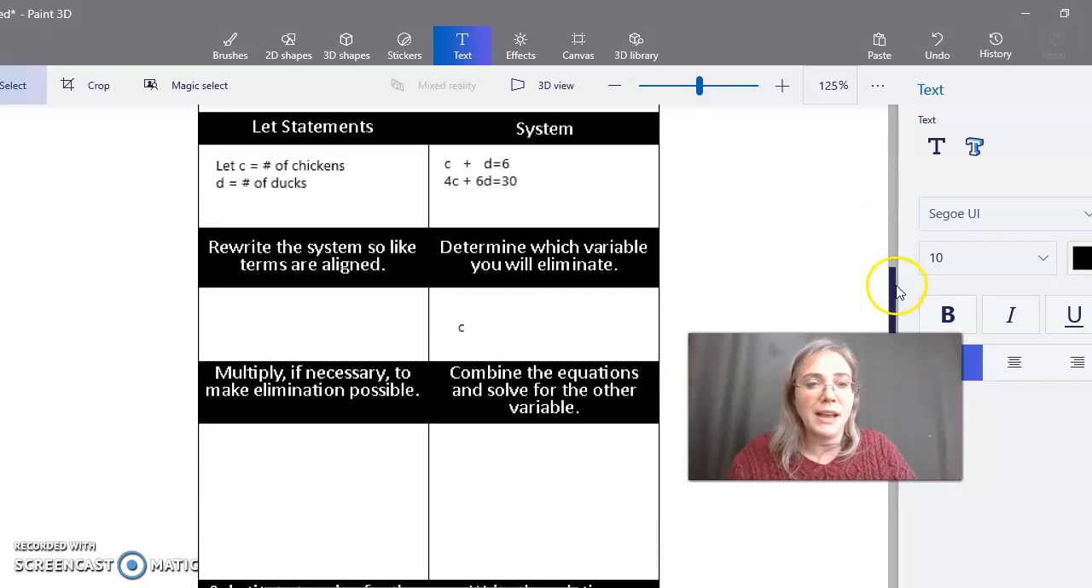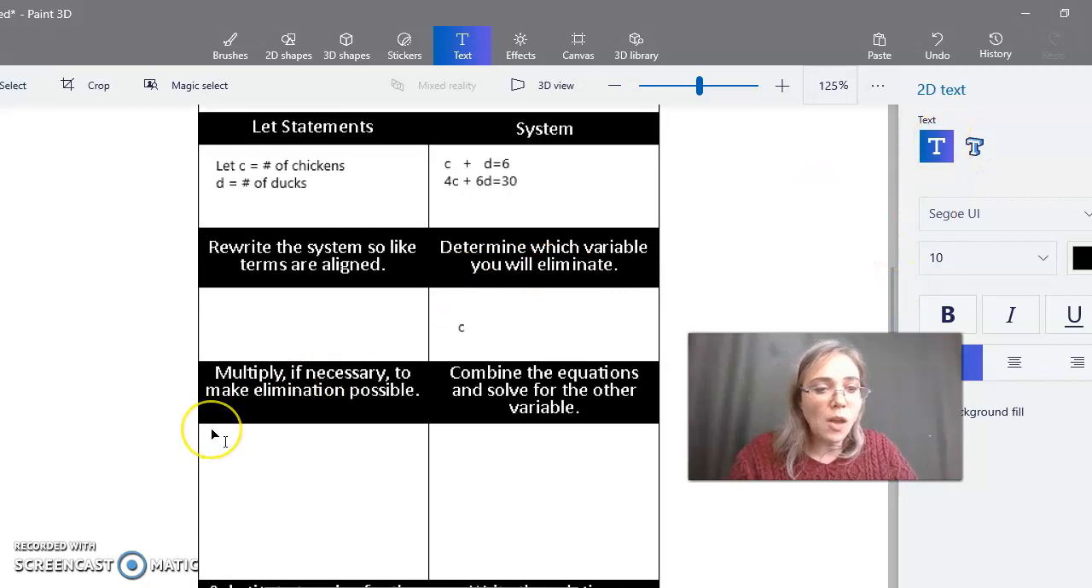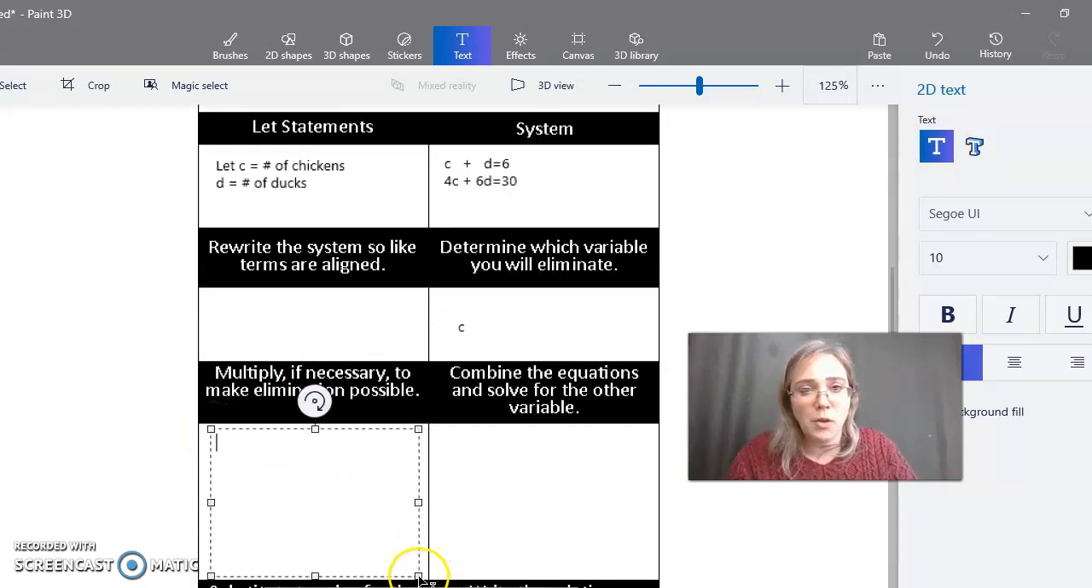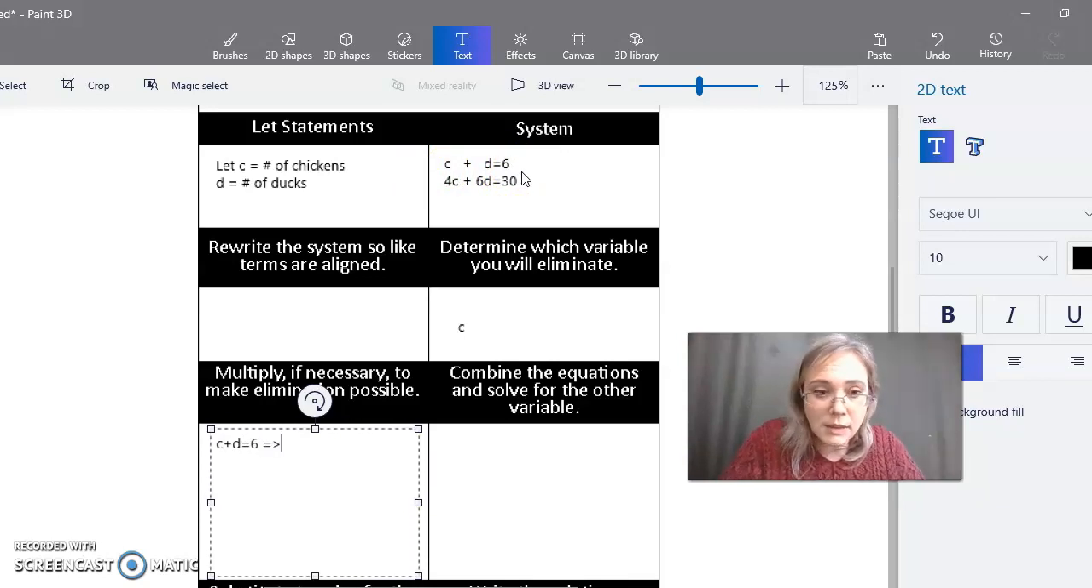Multiply if necessary to make elimination possible. So here's an example where we actually need to do that. So here's what I'm going to say. I'm going to multiply this entire first equation by negative 4. So I'm going to write it C plus D equals 6, and that's going to turn into this. Negative 4C minus 4D equals negative 6 times 6. I'm sorry, 6 times 4 is negative 24. That's where that almost went wrong.